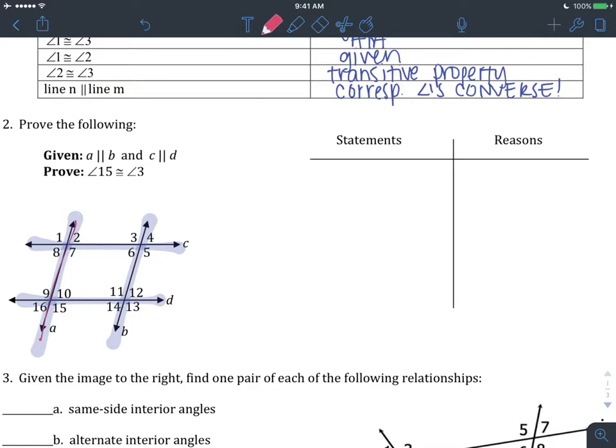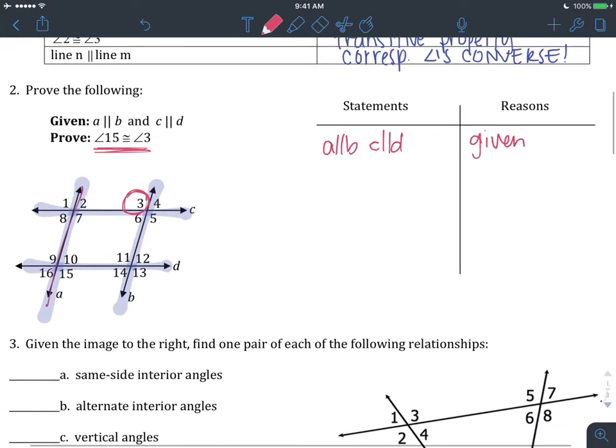So if that is true, then we're going to start with our two givens. So A is parallel to B, C is parallel to D, and that is given. Okay, we are trying to prove that 15 and 3 are congruent. So I'm going to start just with angle 3. And I don't know if I said this, but you can solve this multiple ways. So this is just one way.